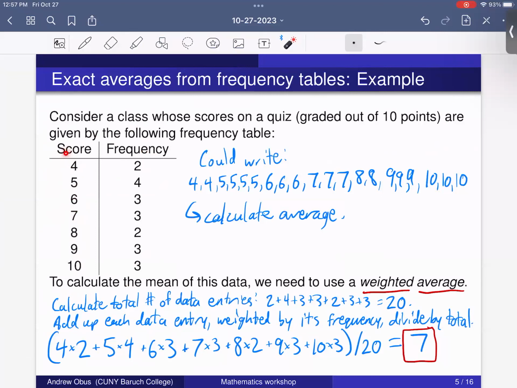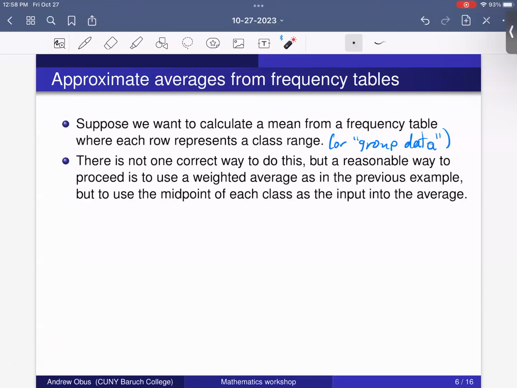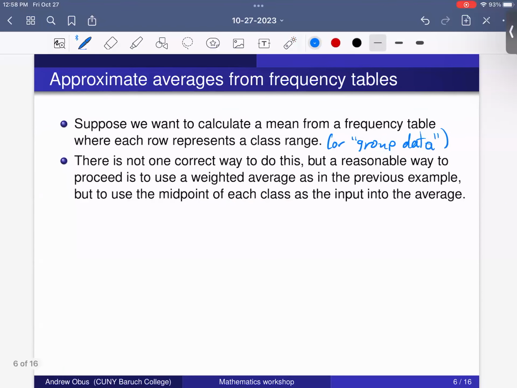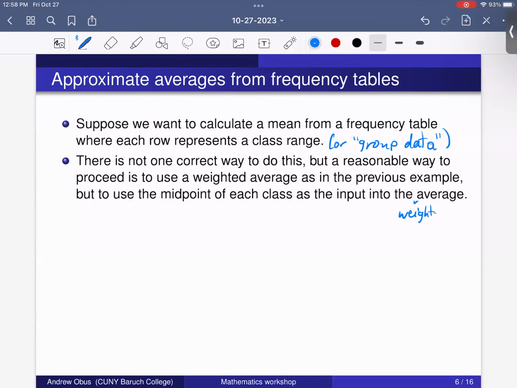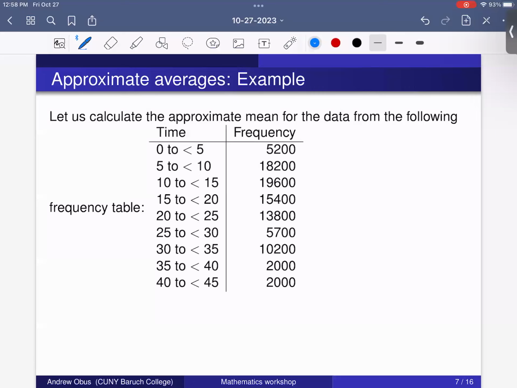But if everything here is a range, then instead of just using the score as the input for the weighted average, you instead use the midpoint of each class. Okay, so instead we would use the midpoint of each class as the input into the weighted average. So let's see what this looks like in an example, right? So for an example over here, let's say we wanted to calculate the approximate mean for the following frequency table. So we had this table like 3 weeks ago. Okay, this was commuting times for people in a certain county in California. This is how many minutes it took them to get to work, right?